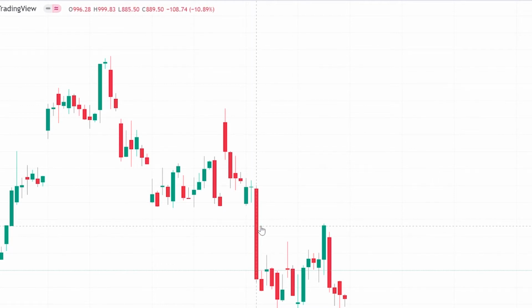Anyone that knows how to read a chart will look at this candlestick and know that this means huge selling pressure. Something happened in the stock or in the market that caused this stock to sell off. And in just this 4-hour candlestick alone, the stock sold off 10.89%. So in this 4-hour time period, this is what the stock did.